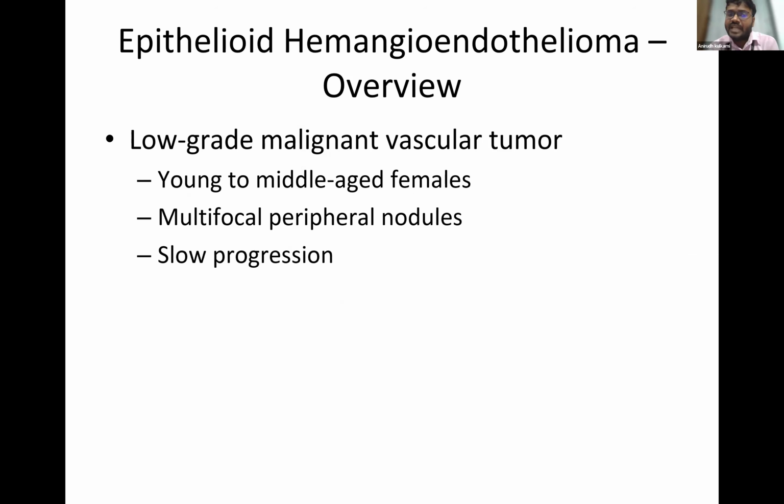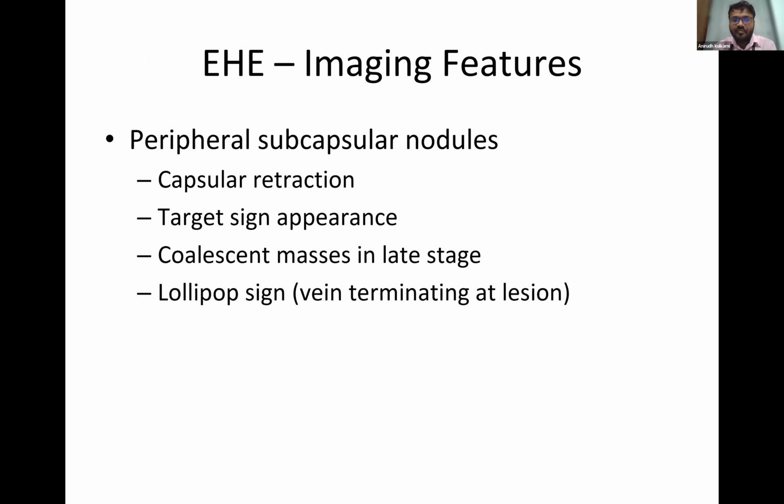Here you always remember, in your PG days or for reporting any case, epidemiology is also very important. Like epithelioid hemangioendothelioma is seen in young to middle-aged females. Like in pancreatic tumors, age is also very important. This is the age at which this tumor is seen. So you should remember in this way.